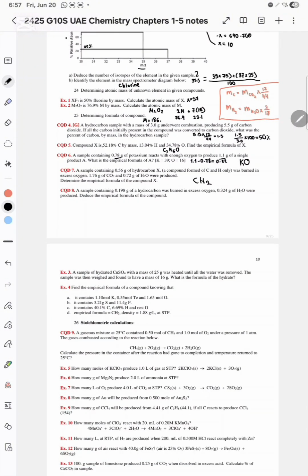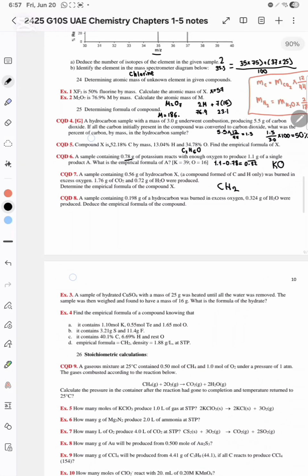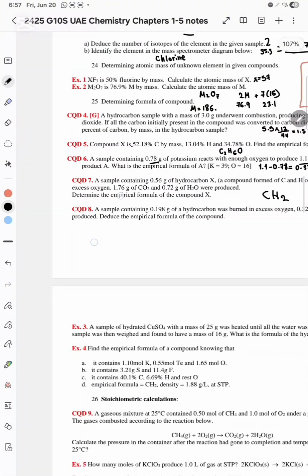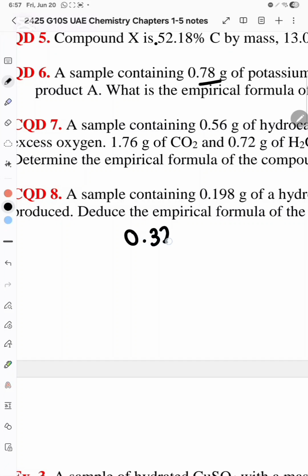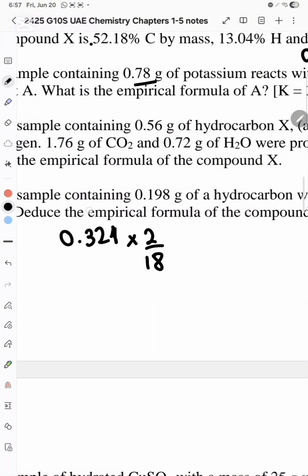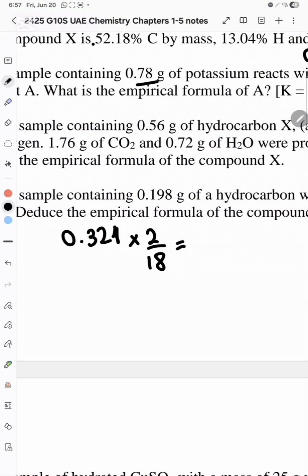A sample containing 0.198 grams of hydrocarbon was burned in excess oxygen. 0.324 grams of H2O were produced. So now, we have 0.324 grams of H2O, right? We need to find how much hydrogen we have. So we multiply by 2 over 18. We should get, I think, 0.036, but let me check. 0.324 times 2 over 18 gives us 0.036.